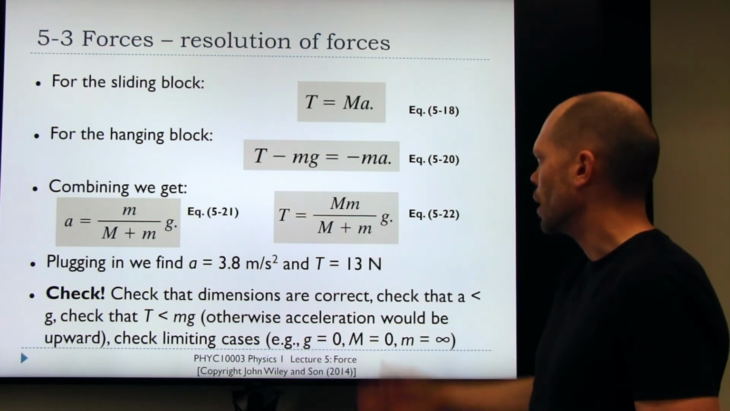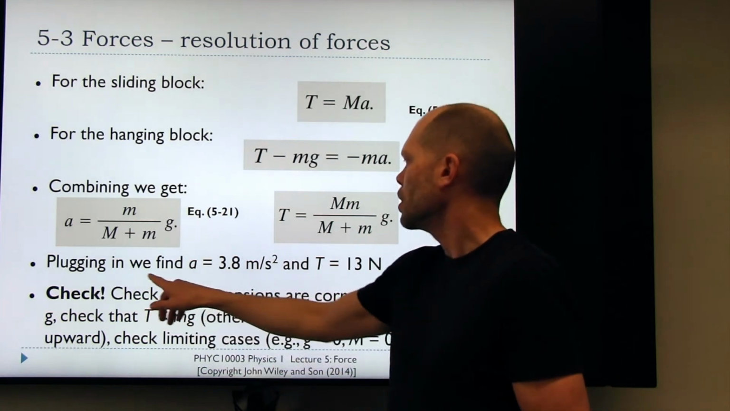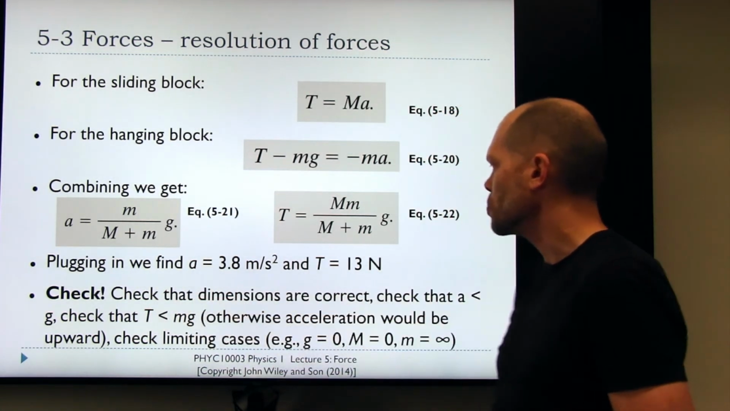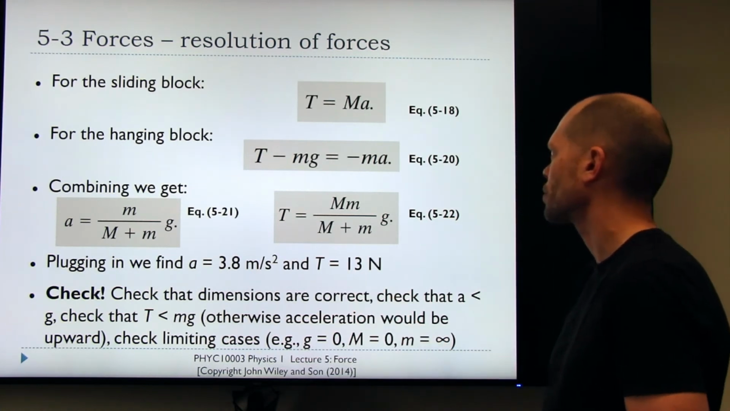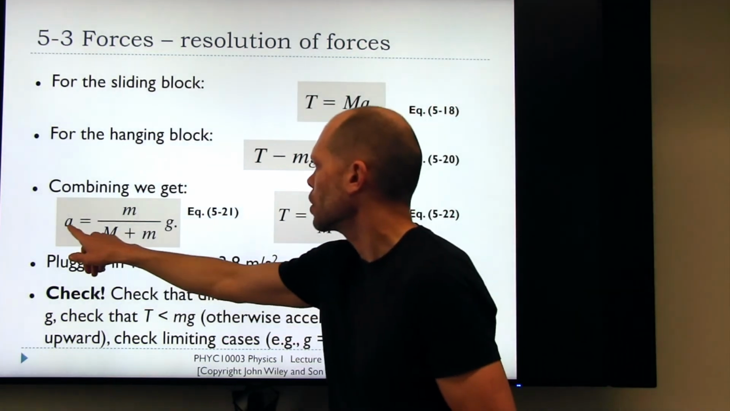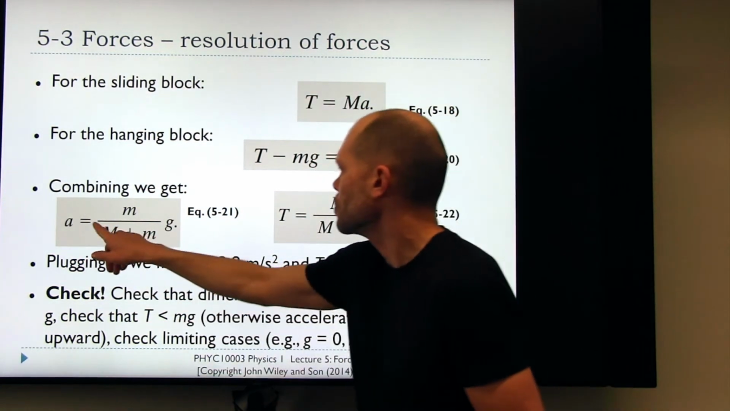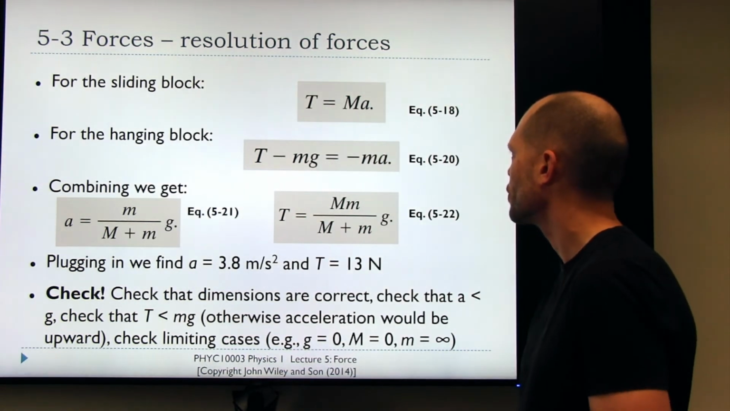We can just keep moving around to get the tension in both those cases. So plugging in, we find the acceleration is 3.8 meters per second squared, and the tension is 13 newtons. So once we find our acceleration, we simply take that number, we plug it back in here, and that gives us our tension.